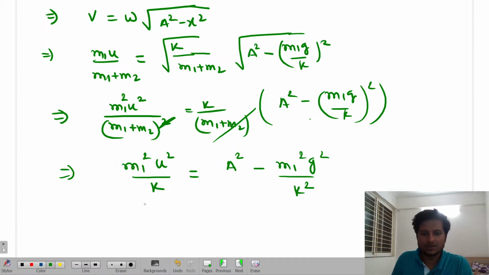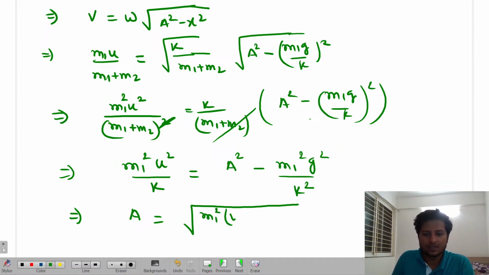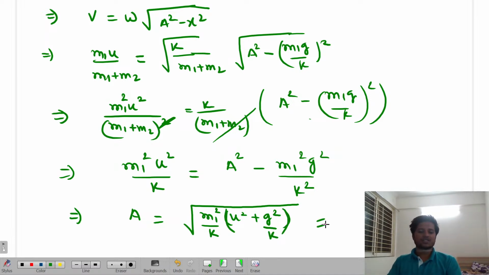Yes, it's not zero over there. So amplitude is how much? Root under. Oh my goodness, what an equation. It is m1 square common, u square plus g square. Okay, u square plus g square. If m1 square by k is common, u square plus g square divided by k. Got it or not? That's my amplitude.